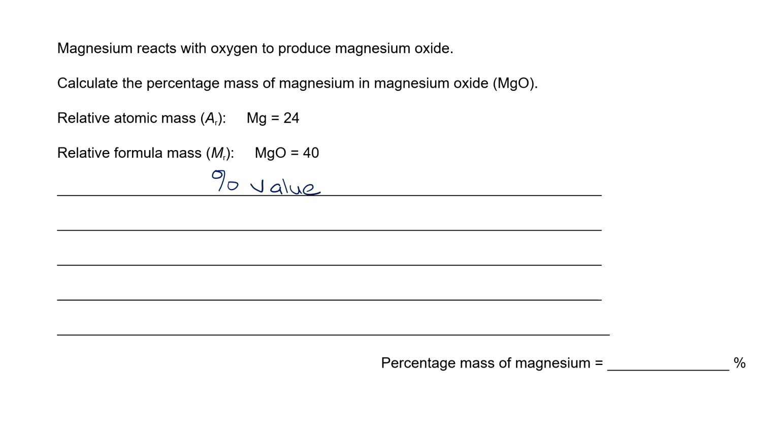To calculate the percentage mass of a compound, you would use the equation of the percentage value that you're trying to find divided by the whole amount, and then you would multiply by 100 to convert it into a percentage. So in our question, the value we're trying to find is magnesium, which is given to us here as 24. So we would do 24 divided by the whole amount, which is the Mr of magnesium oxide, so divided by 40 and then times by 100. Put that into your calculator and we get an answer of 60%.